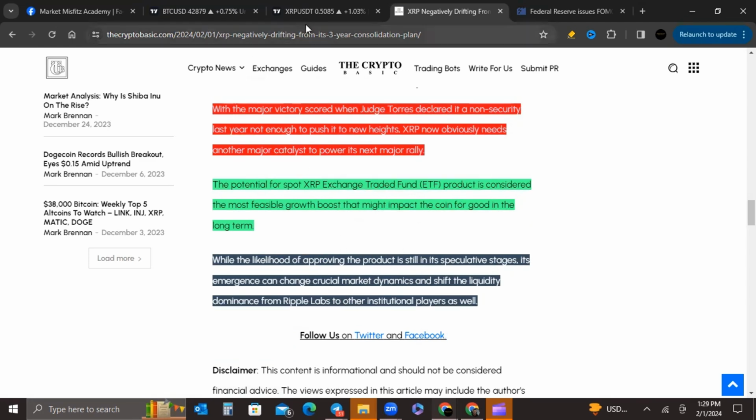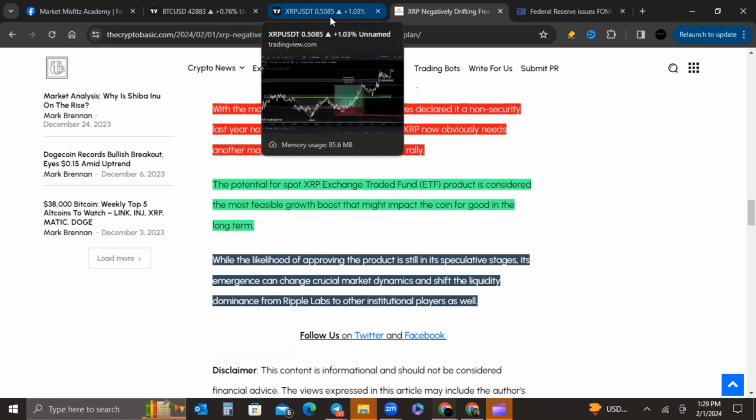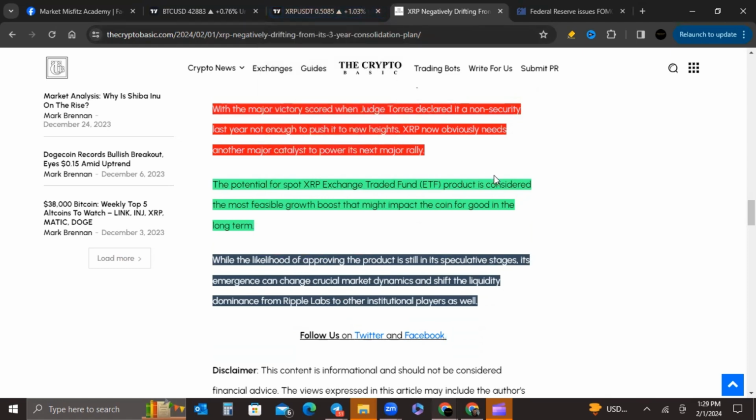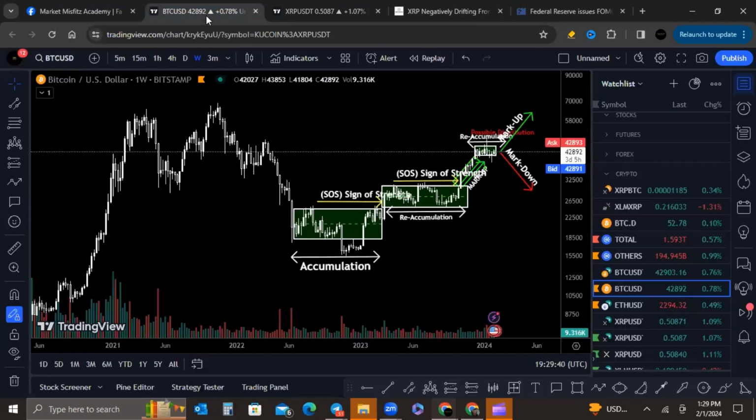We're going to look at the smaller time frames and see what could be happening on the other side of this weekly resistance trend too. While the likelihood of approving the product is still speculative, they're talking about the ETF being the only hope. Agree somewhat. An ETF's emergence can change crucial market dynamics and shift the liquidity dominance from Ripple Labs to other institutional players as well. So they definitely have a point there.